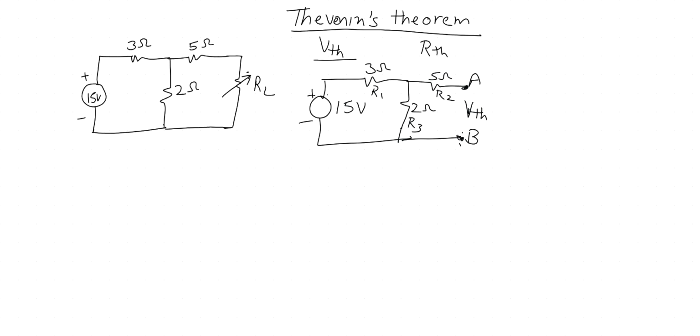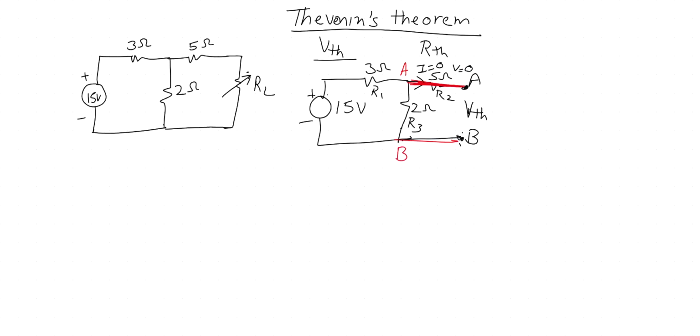Since this is open here, the current that flows through the 5 ohm is 0. Since the current is 0, the voltage across the 5 ohm is 0. So I can ignore this 5 ohm and redraw the circuit. You just simplify the circuit, so now there's nothing in between. This can be my A point and this can be B point.